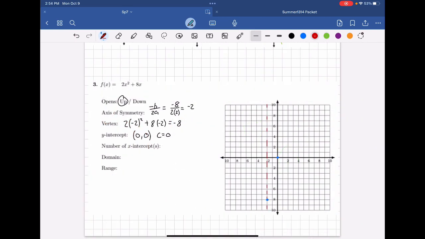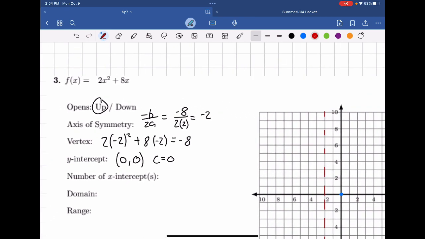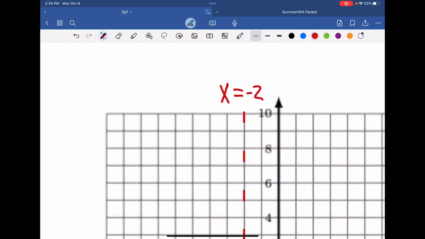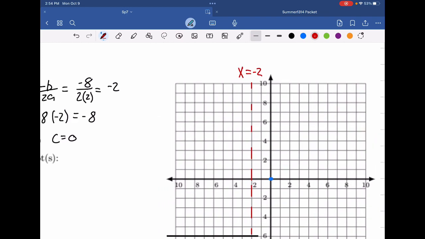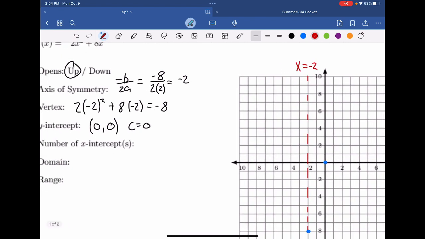All right, so now we're going to move down to question number 3. Question number 3 gives us a quadratic function, and it says f of x is equal to 2x squared plus 8x. So we know this opens up because we have a positive a value. Our axis of symmetry, we use negative b over 2a. So when we work that out, we get x is equal to negative 2. So we're going to move over here. x is equal to negative 2. So remember, that is the proper notation for the axis of symmetry because it is a vertical line. So again, x is equal to negative 2.